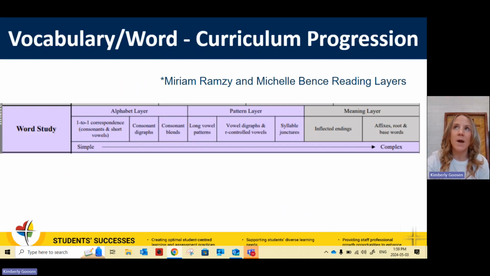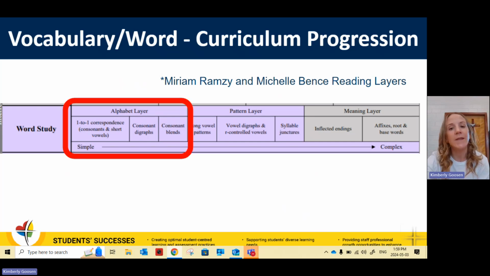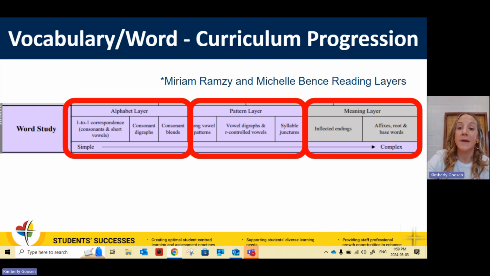So there are some resources that we have purchased with new curriculum to really address the idea of being more explicit with our instruction. So I'm sharing this graphic. It's a word study progression that was done by Michelle and Miriam. They did our Pillars of Reading sessions last year. They're absolutely fantastic, but they look at the word study as if there is an alphabet layer, a pattern layer, and a meaning layer.